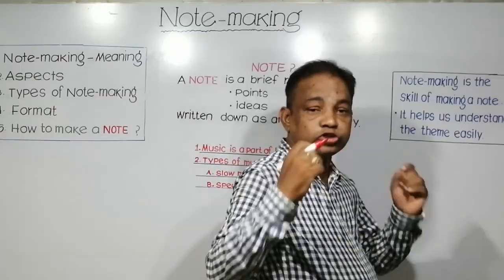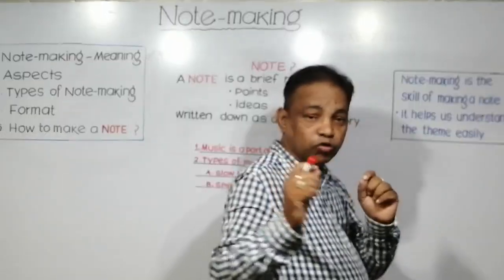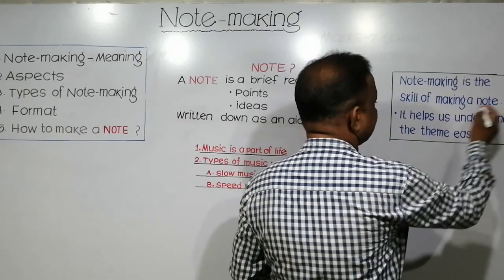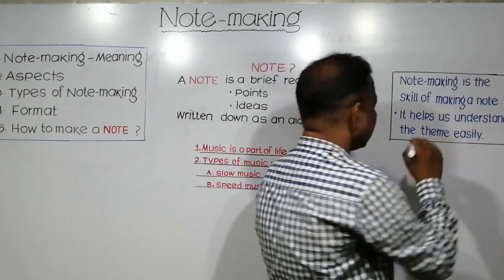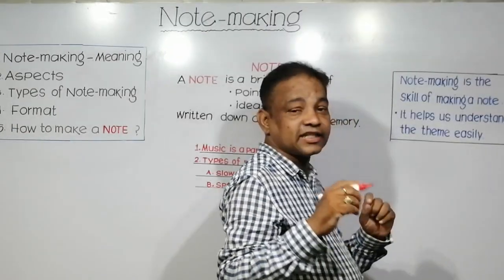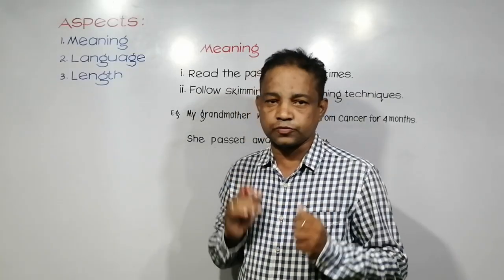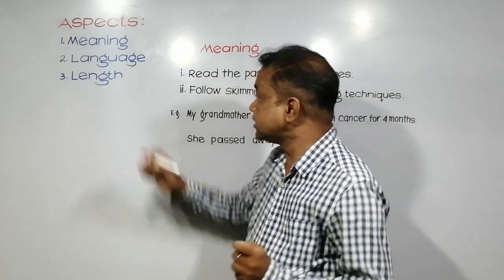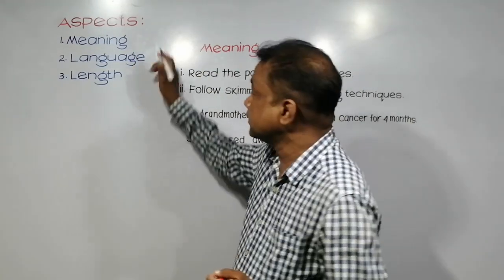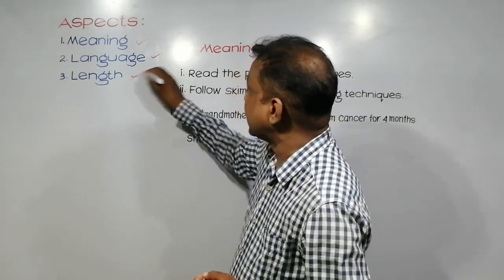What is note making? We got the definition of note making. Note making is the skill of making a note, and it helps us understand the theme easily. Let us discuss aspects of note making. We have to go through these three aspects of note making. They are meaning, language, and length.